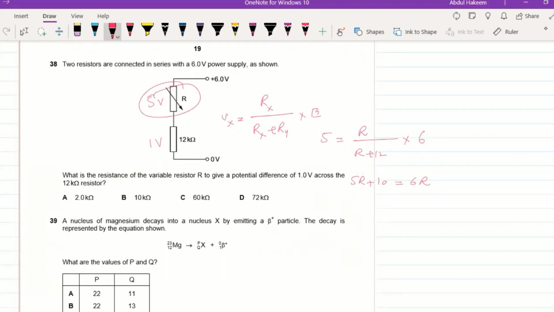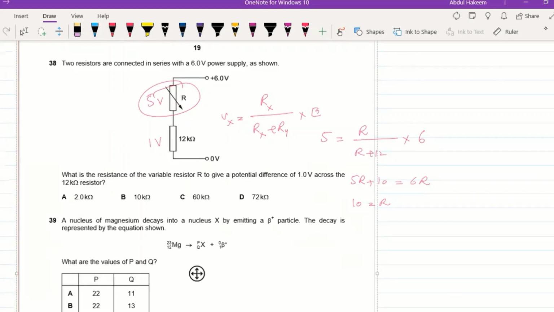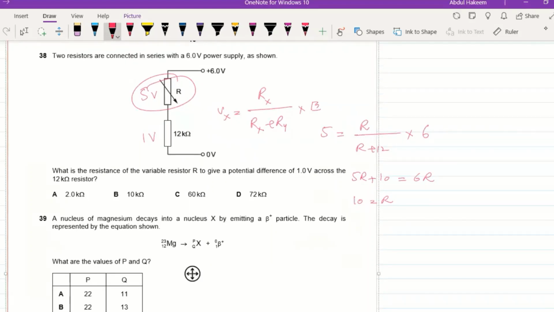Okay, correction here. This is not 2, this is 12. So this becomes 60. So 6R minus 5R, R, so it is 60. So the answer is 60 kilo ohms.